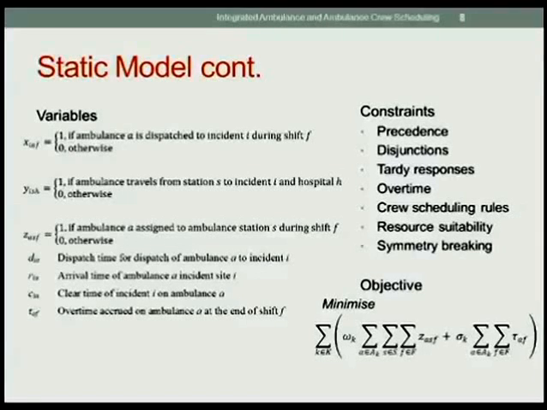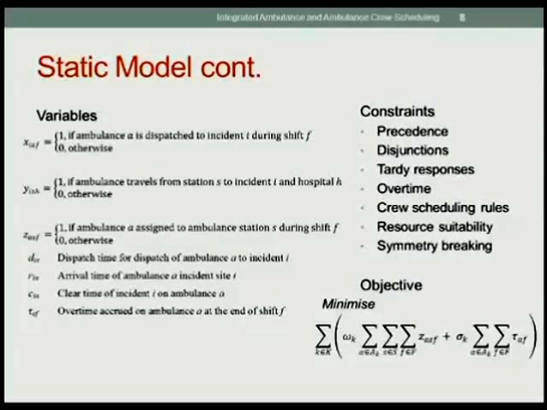I also have three timing decision variables. These tell you what time each incident had a dispatch starting, what time the ambulance arrived at the scene of the incident, and what time the incident was cleared so that the ambulance could then go on to another incident. The dispatch time and the clear time are important because we need to use those to make sure that each ambulance is only handling one incident at a time. We don't have quantum ambulances that can be in two places or can handle two things. It doesn't work like that.